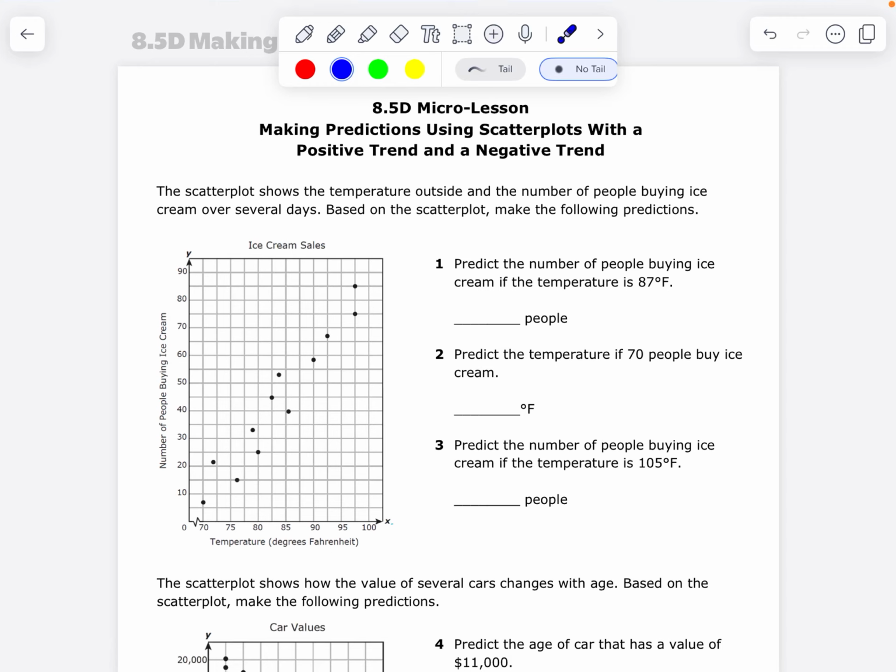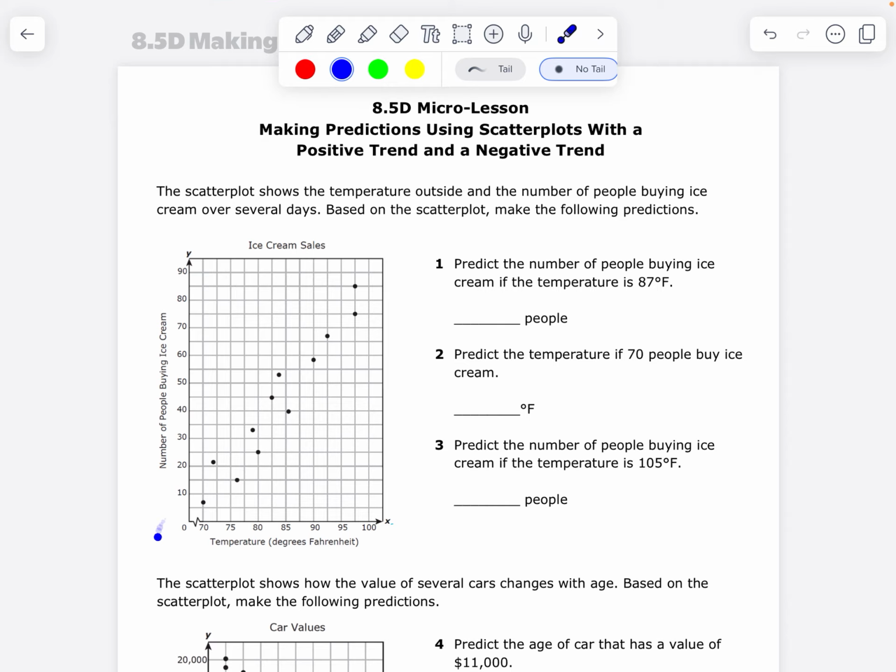We're going to make predictions using scatter plots. Always make sure that your labels are there, X and Y, and always know what those axes represent. So for example, X is temperature, and Y is going to be the number of people buying ice cream.